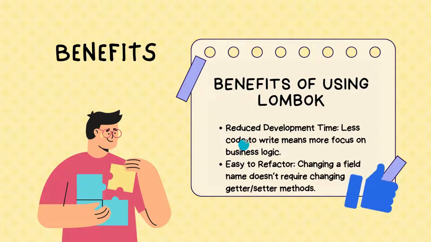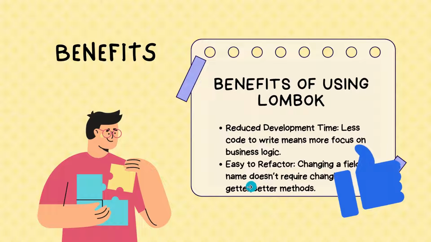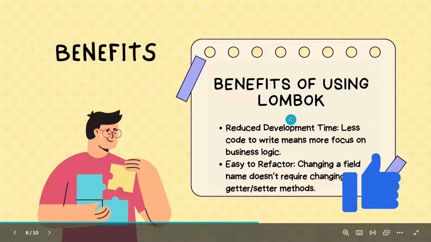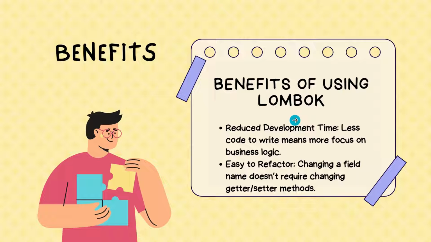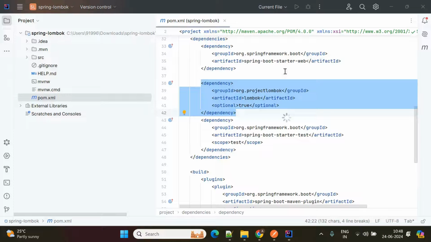It reduces development time. Here you have no need to write getters, setters and other commonly used code. You just focus on the business logic, and it is easy to refactor. Whenever you change the field names in your code, you have no need to change setters and getters. Lombok will automatically take care of those changes. Now we'll see how to use annotations in our class.